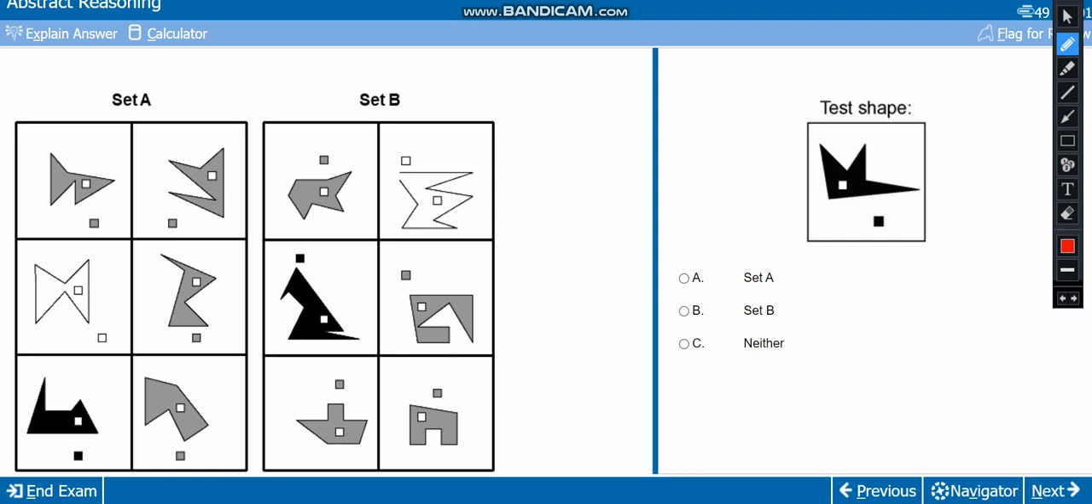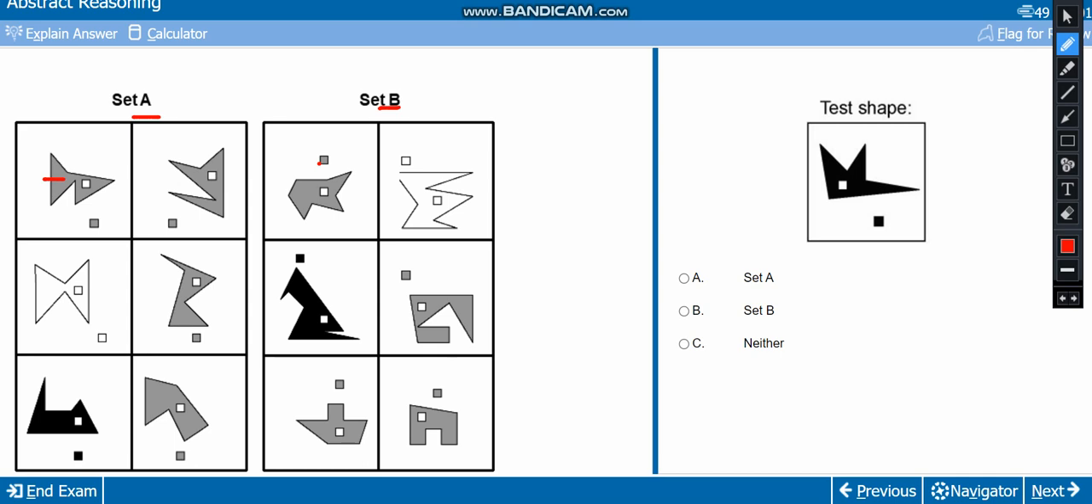Here we have set A and set B, and we're given a test shape, and we're asked to find which set, A or B, or neither, that test shape belongs to. Now, the first visually distinct thing that I notice within this question is that within set A, as you can see here, we have these squares that lie below this larger shape, whilst in set B, we have these squares that lie above the shape.